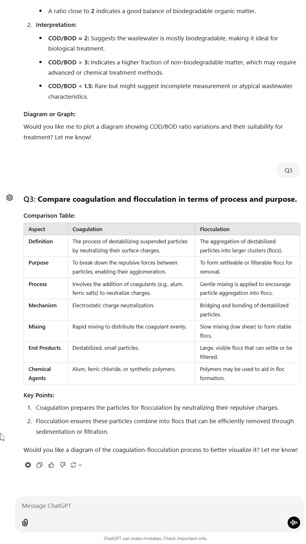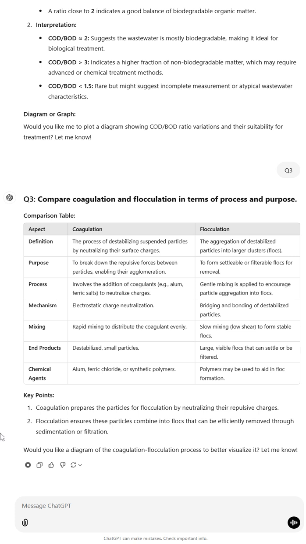Purpose. To break down the repulsive forces between particles, enabling their agglomeration, to form settleable or filterable flocs for removal. Process. Involves the addition of coagulants, e.g. alum, ferric salts, to neutralize charges. Gentle mixing is applied to encourage particle aggregation into flocs.